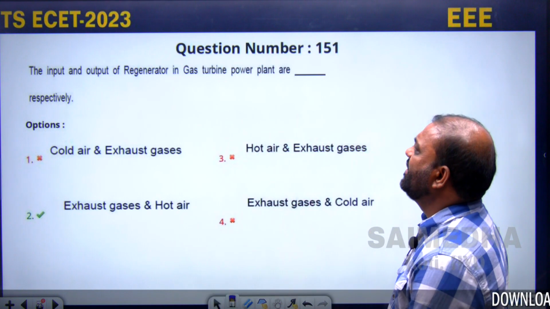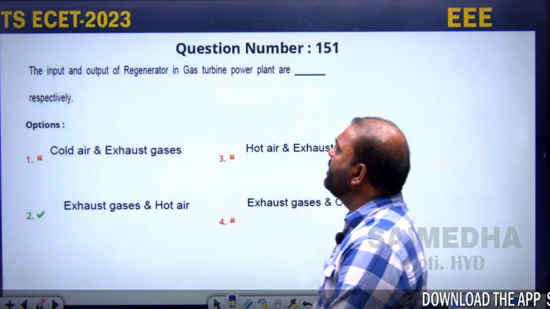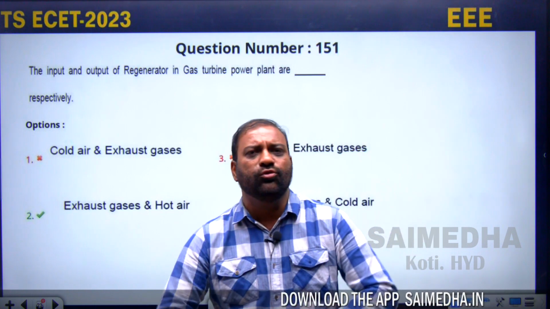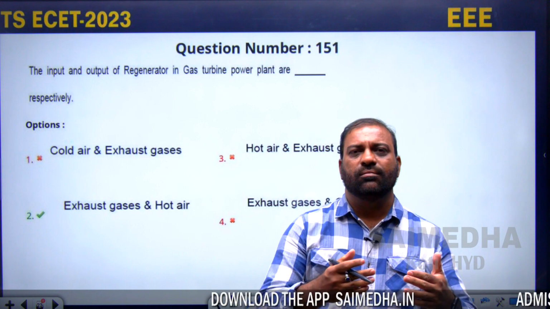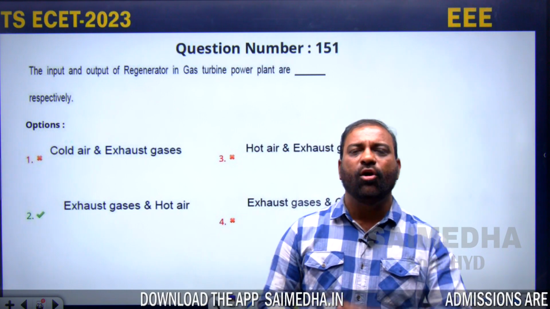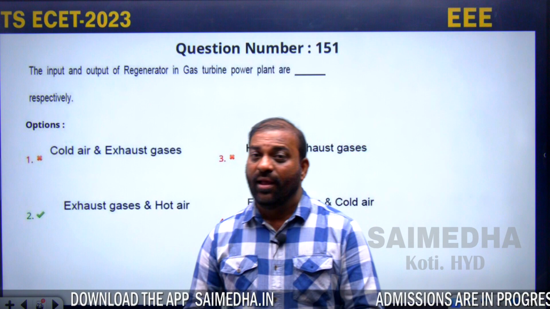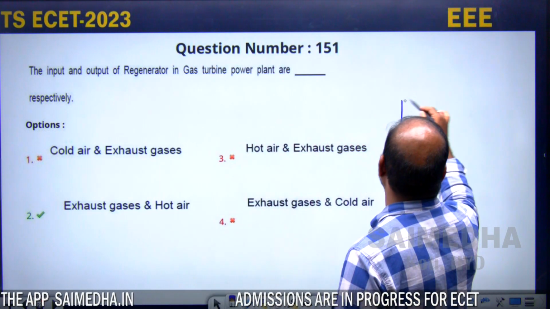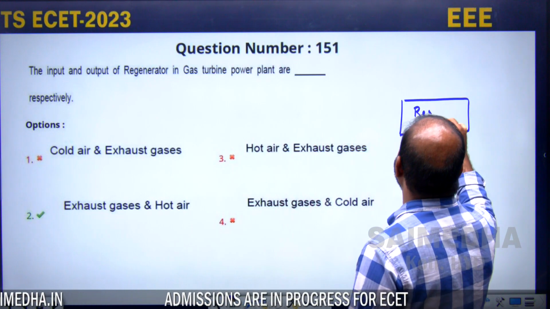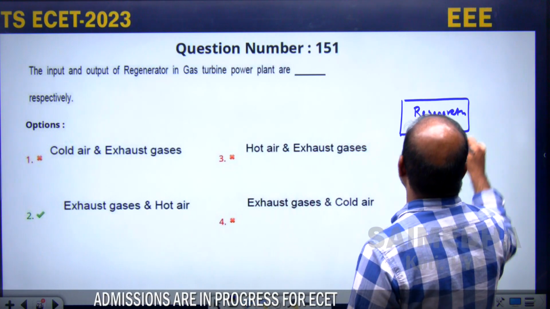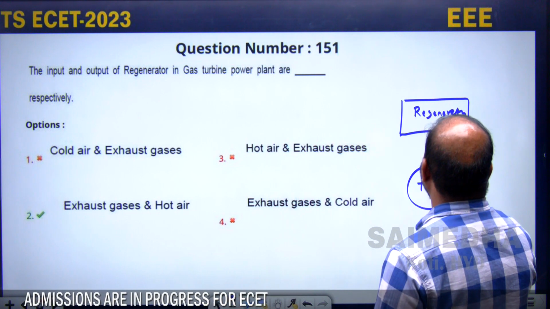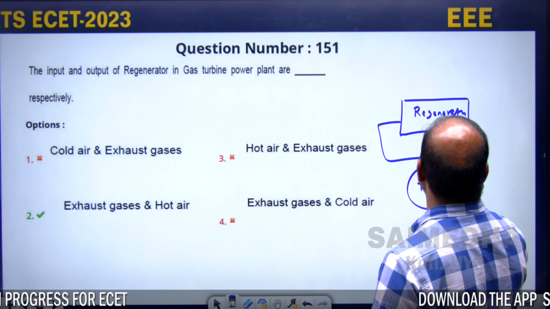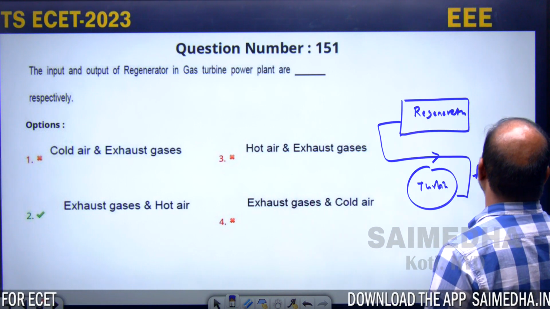The input and output of a regenerator in a gas turbine power plant. In a gas turbine power plant, the gases coming out of the turbine are known as flue gases. Again we will try to utilize those gases with the help of a regenerator. Assume this is the turbine, and the exhaust gases will be given. So these are the exhaust flue gases.